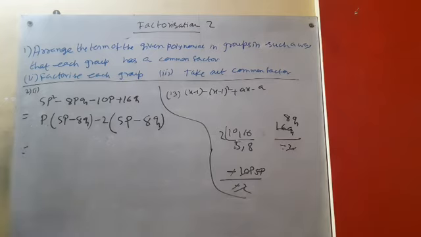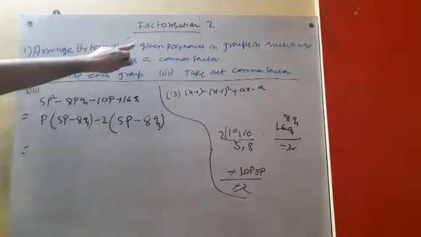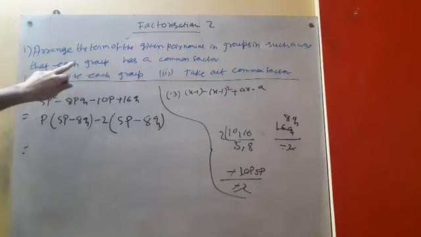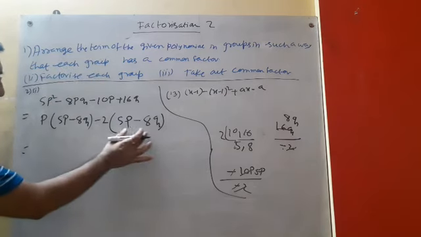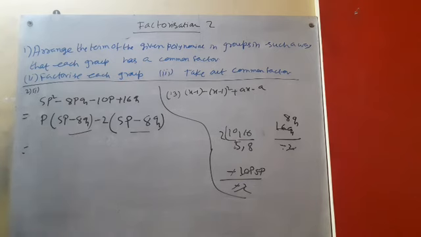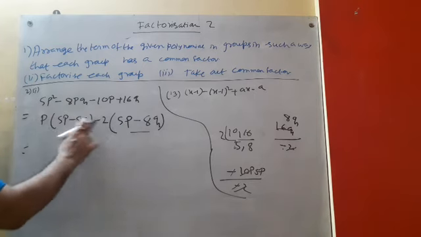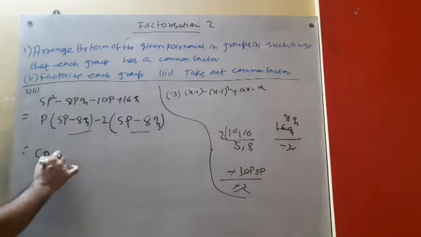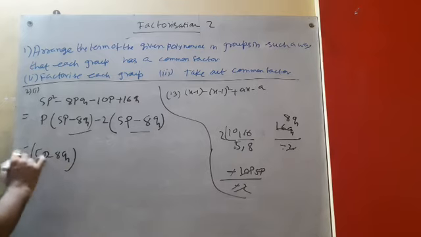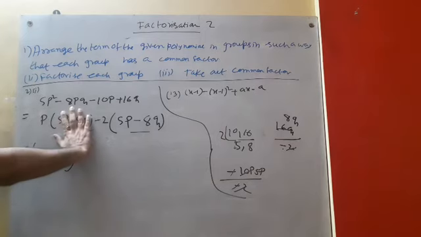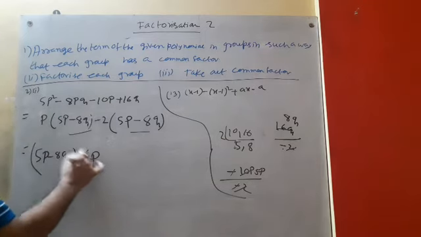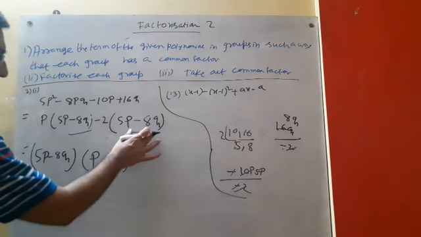Now look, I have already said that arrange the terms of the given polynomial in groups in such a way that each group has a common factor. This and this is the common factor. Each group has a common factor. Now what will I do? Factorize each group, which we have already done by taking common. Now take out the common factor. This one is the common factor, 5p minus 8q. If you take 5p minus 8q common, what are we left with? We are left with p, and here we are left with q, because this portion is common.